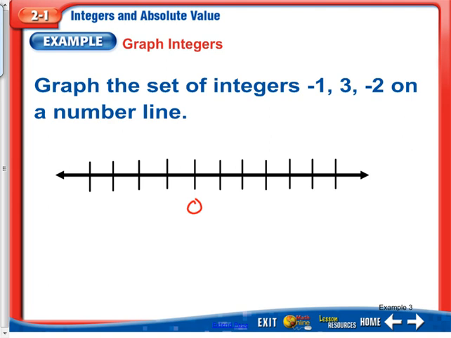So let's make a 0 here. Let's go ahead and do our positive number, our 3. So this is going to be 1, 2, and 3. So I'm going to plot my points. I draw my circle. Okay, and there's 3. You can go ahead and label it, or maybe just circle the 3 because that's where your point is.